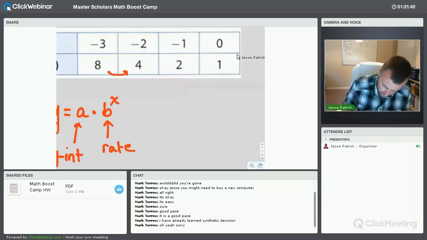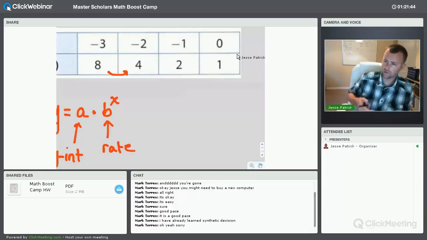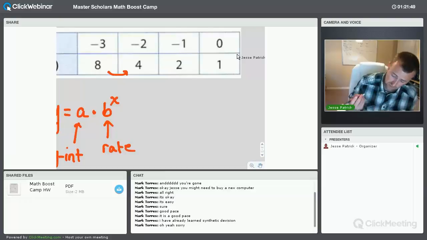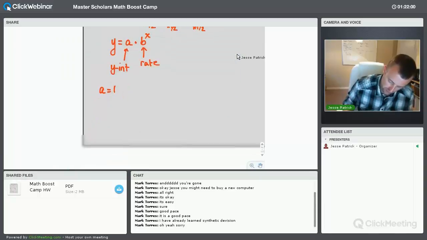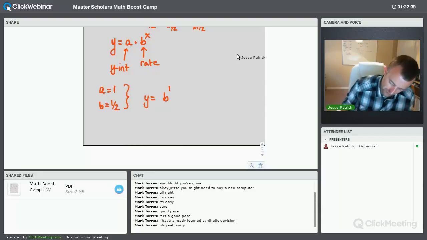So I want to see, what am I multiplying by every time? My number is going down. So I'm multiplying by a fraction, and it's getting cut in half. So I'm multiplying by 1/2 every time. So I know my rate now is 1/2, so that's going to be b. So I have my equation. It's y equals, I don't even need the 1. It's just 1/2 to the x. B is 1/2.